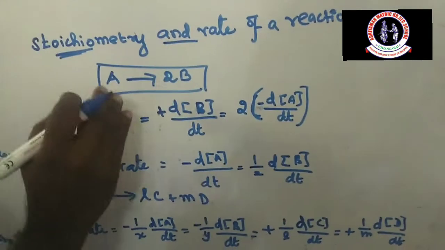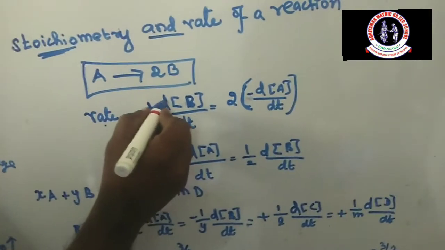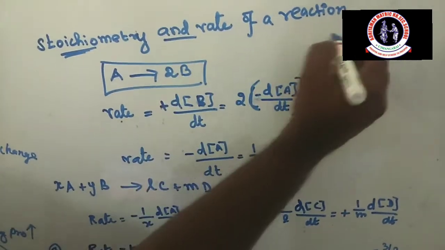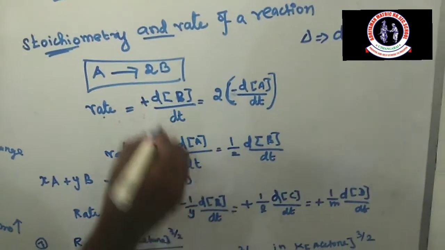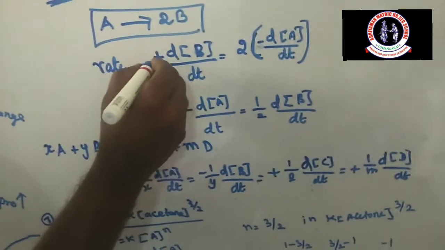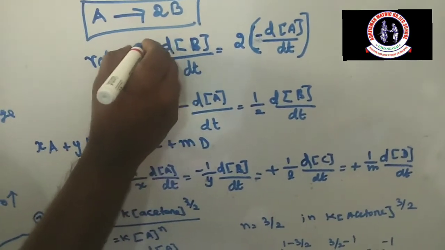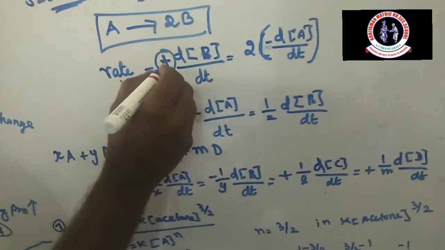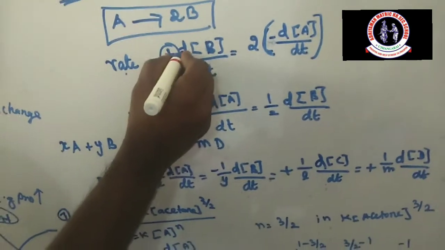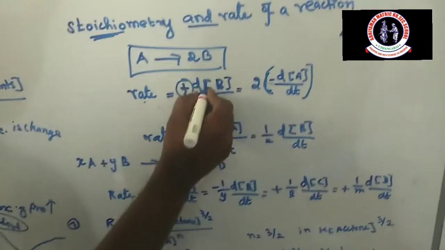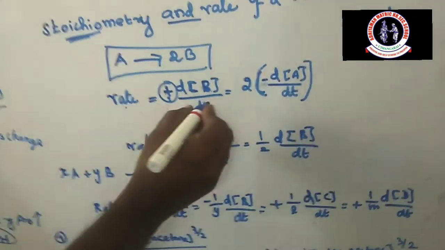How to write the rate equation? We already know that rate means change in concentration. The delta sign can be denoted by D, differentiating in mathematical terms. Differentiate the concentration of B, because the positive sign indicates the concentration of the product increases. Increases means positive sign. So d of B by dt, time also differentiated.